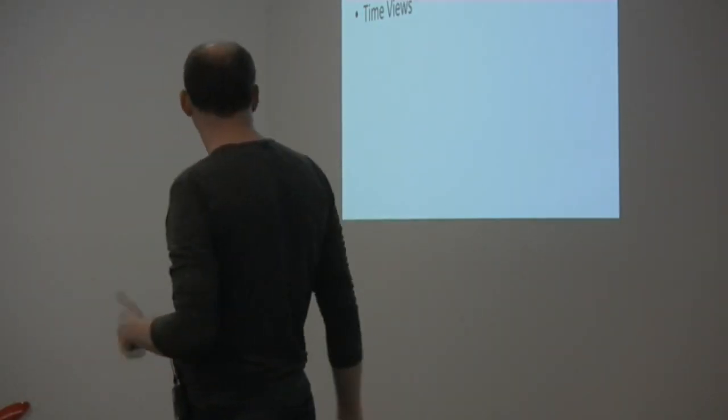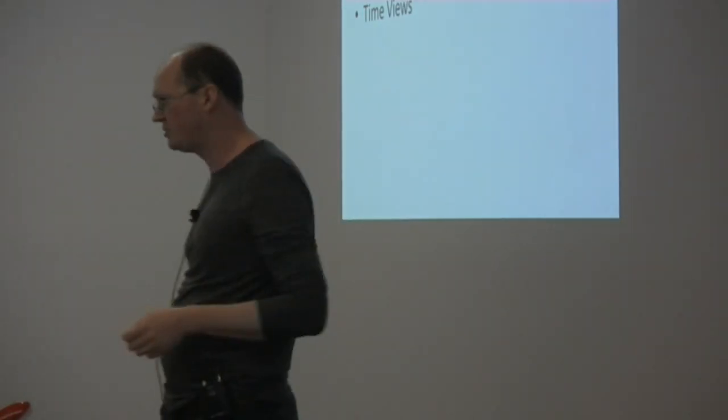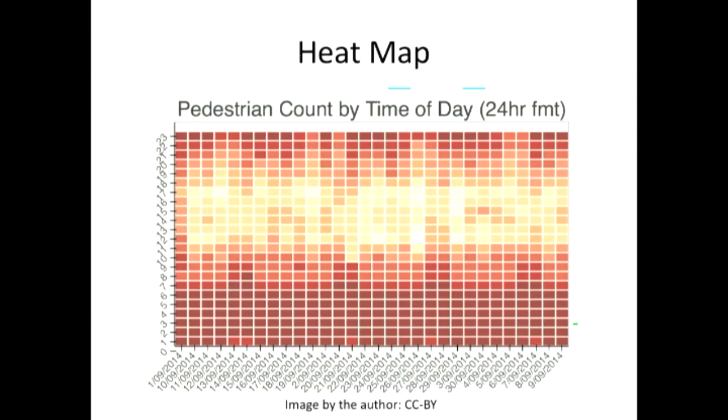So what I'm going to go through here is an example of a few visual mechanisms for evaluating data. The first one, these are kind of my favorite and maybe a little underused. Heat maps are a really good way of expressing some kind of two-dimensional relationship that isn't spatial.